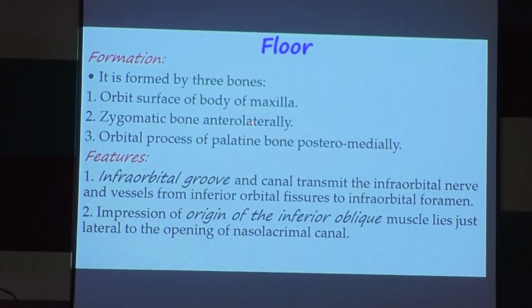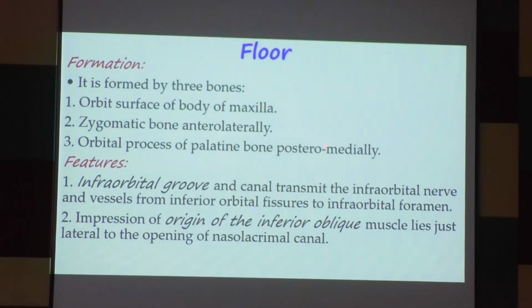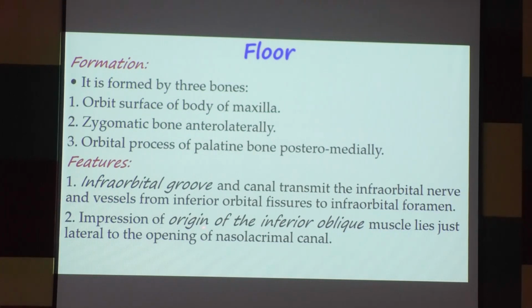Now, the floor. It is formed by three bones: the orbital surface of the body of maxilla, the zygomatic bone anterolaterally, and the orbital process of the palatine bone posteromedially. So these are the bones forming the floor. Important features are the infraorbital groove and canal, which transmit the infraorbital nerve and vessels from the inferior orbital fissure to the infraorbital foramen. An impression of origin of the inferior oblique muscle lies just lateral to the opening of the nasolacrimal duct.